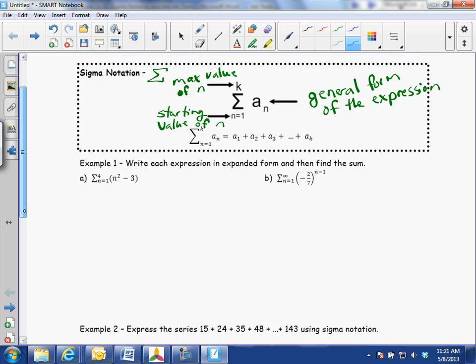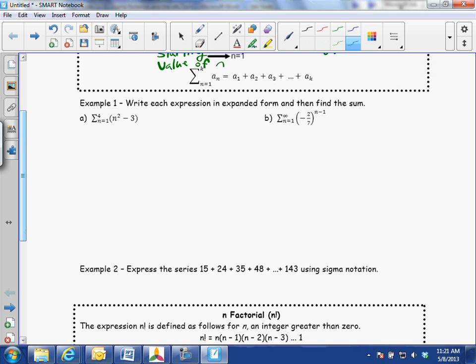All right, let's do an example. It says write the expression in expanded form and then find the sum. So in other words, they're just saying, okay, do what it says. It's saying put in n is 1 first, and then go all the way to n is 4. So we're going to put in n is 1, 2, 3, 4. Okay, so if we put in n is 1, what's 1 squared minus 3? So that's our first starting number.